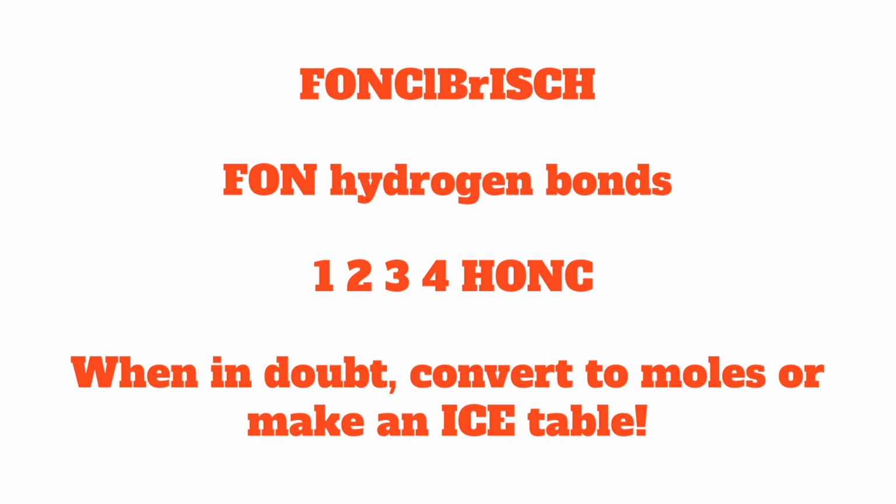Okay, the first mnemonic is Funkelbrich, and Funkelbrich are the most electronegative elements, starting with fluorine. Next is FON, so hydrogen bonds can only form when the hydrogen is bonded with one of these elements: fluorine, oxygen, or nitrogen. Next is 1, 2, 3, 4 HONC, so when drawing Lewis structures, hydrogen forms 1 bond, oxygen 2, nitrogen 3, and carbon 4 bonds. Finally, when in doubt, convert to moles or make an ICE table.